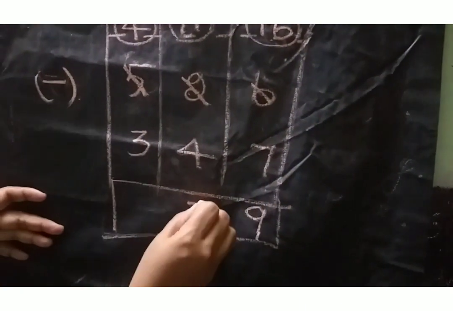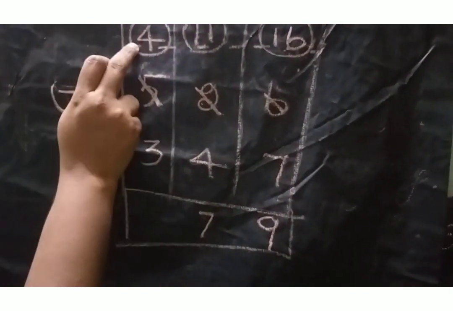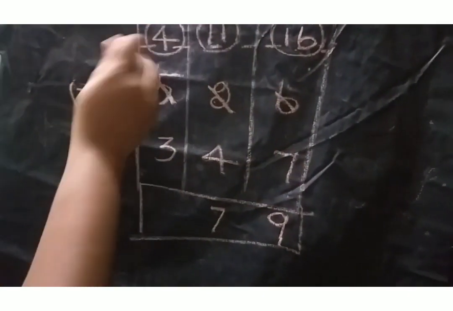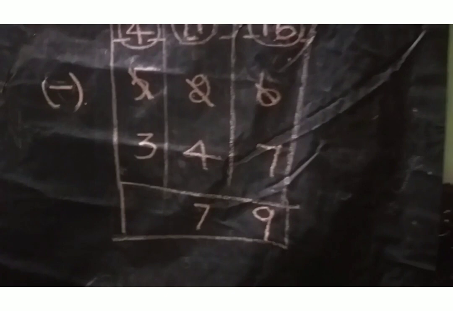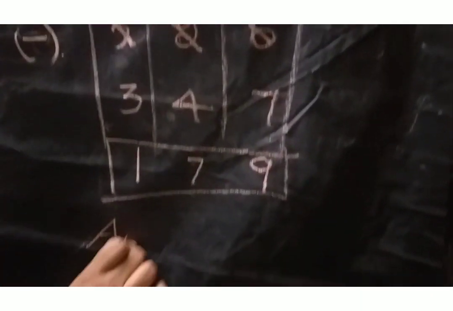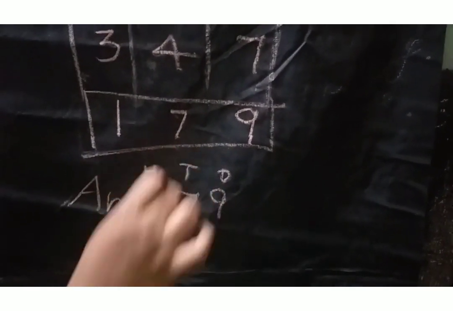So the answer is 7. Again, you find out where the greatest number is. 4 is the above number, 3 is the below number. Where is the greatest number? Yes, above. Above means you have to subtract directly. So 4 minus 3 is 1. So the answer is 179, in ones, tens, hundreds.